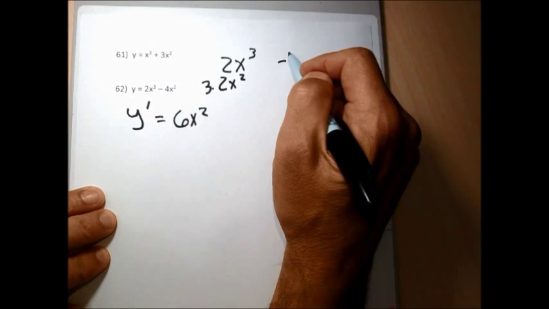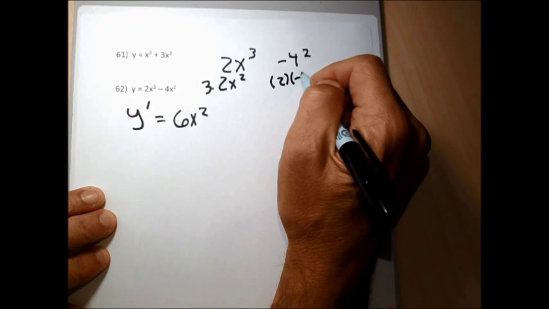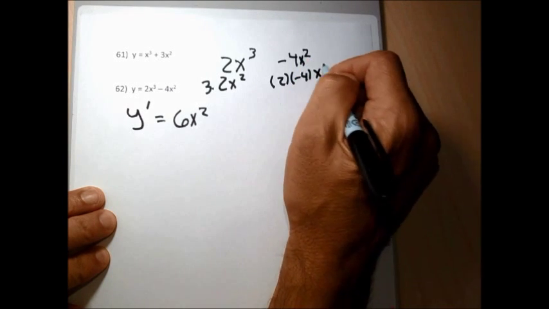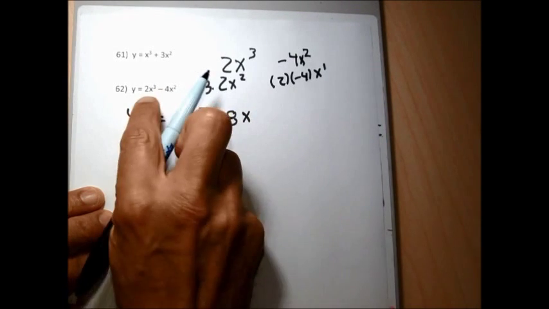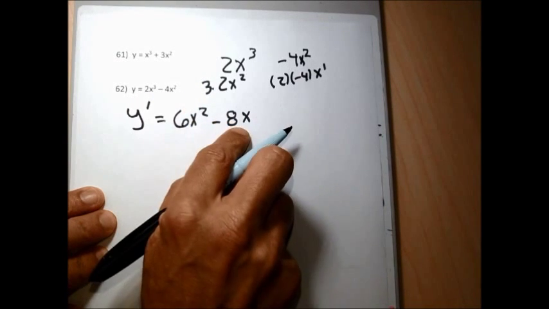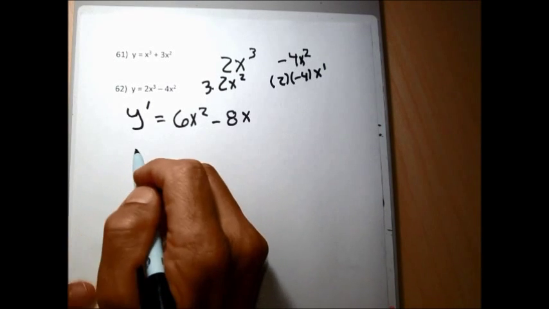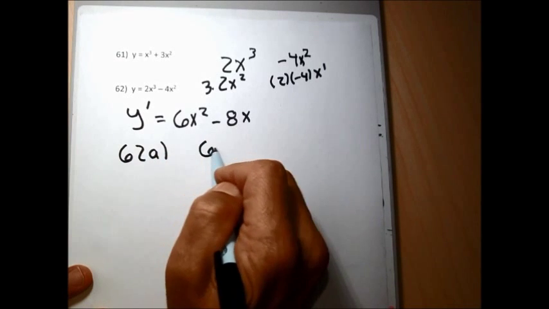And for the minus 4x squared, I'm going to take the exponent 2, multiply it by the minus 4, lower the exponent down to 1, and I'm going to get a derivative of minus 8x. So the derivative of 2x cubed is 6x squared. The derivative of minus 4x squared is minus 8x. So the derivative of the function in problem 62 is 6x squared minus 8x. So to find the values of x where the tangent line is horizontal, for 62a, we're going to take the derivative and set it equal to 0.